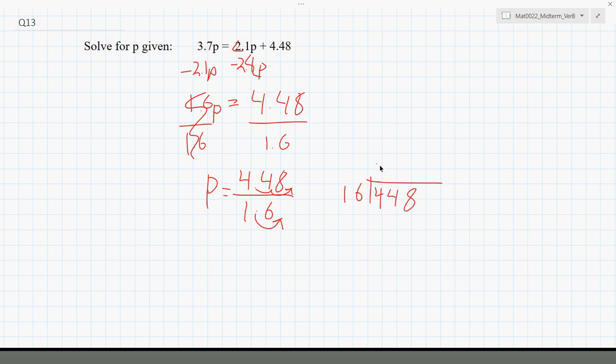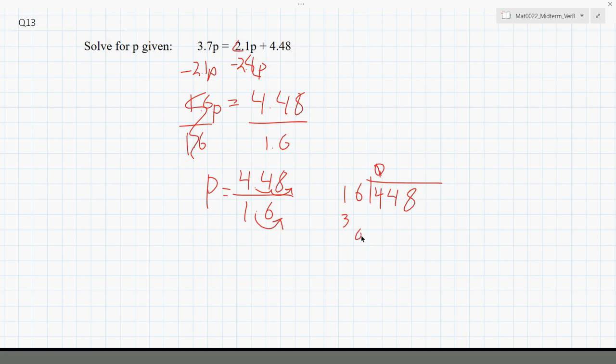And we know that 16 will not go into 4. However, it will go into 44. I'm going to say it's going to go into 44 3 times, because 1 times 4 would be 40, and then 1 times 6 would be too much. So we're going to start it with a 3.